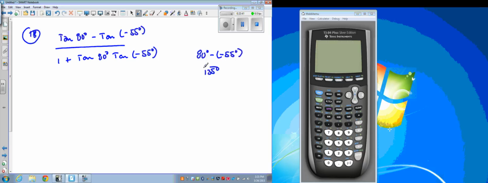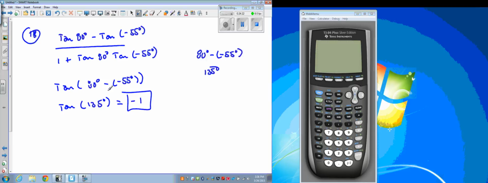That's a familiar angle, right? Why is the 55 in parentheses? Because we're going to do a tangent of a difference: 80 minus a minus 55. So that's going to be tangent of 135. And that's going to be what? Minus 1, right? Okay, so that's a pretty easy one, right?